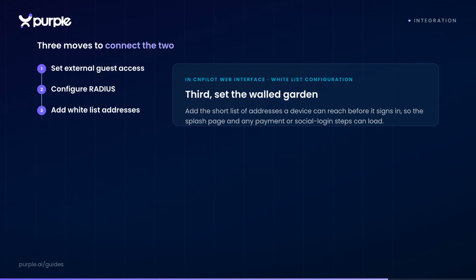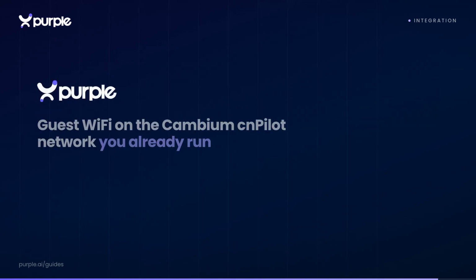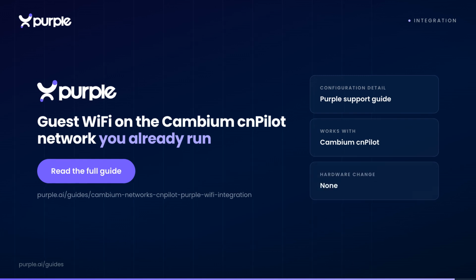Third, add the whitelist addresses so a device can reach the splash page and any sign-in steps before it has signed in. The exact configuration lives in Purple's support guide.